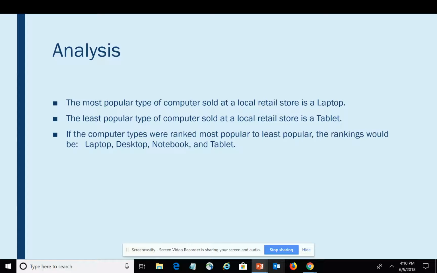If they know that the most popular type of computer is a laptop, then they may want to stock more laptops in the store. If they know a tablet's not very popular, maybe they don't stock as many tablets to keep down their overhead. So statistical analysis of qualitative data can be very useful in the real world.